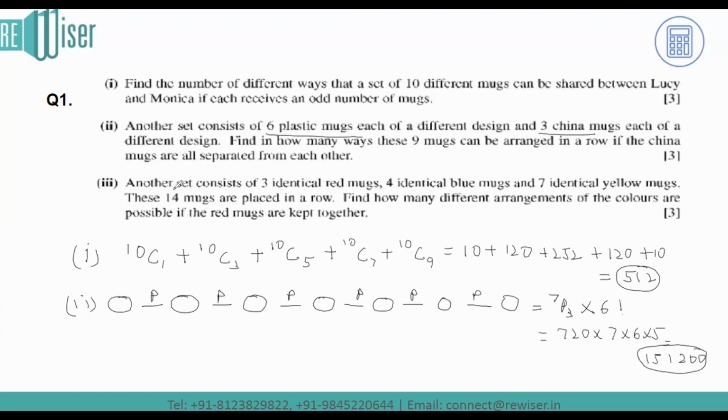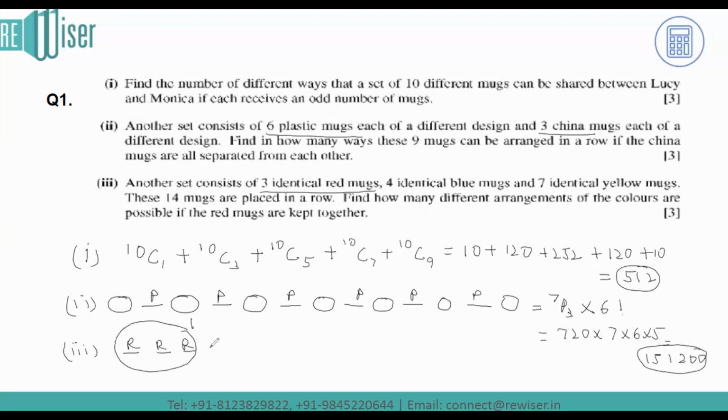Now, for part 3, another set consists of 3 identical red marks, 4 identical blue marks, and 7 identical yellow marks. These 14 marks are placed in a row. Find how many different arrangements of the colors are possible if the red marks are all kept together. For the solution of part 3, I assume that all red marks are together. We will count them as one unit.